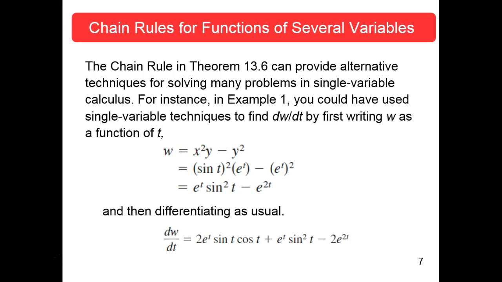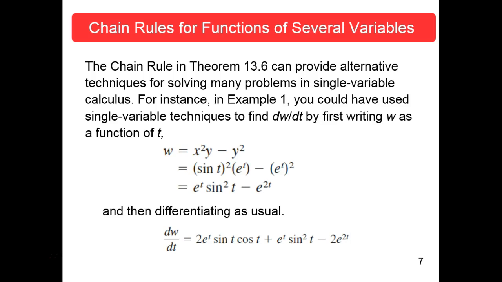13.5, can be extended, provide alternate techniques for solving many problems in single variable calculus. For example, in example 1, which we just did, you could have used a single variable technique to find dw/dt by first writing w as a function of t, and I think we did that. I think I did that right at the end of class and showed you could do it without going through the chain rule of different variables. But they all work the same. Okay?